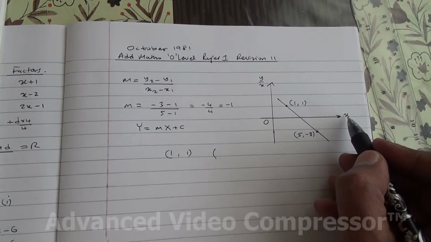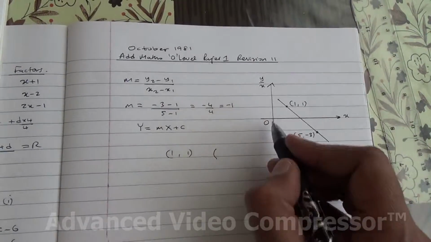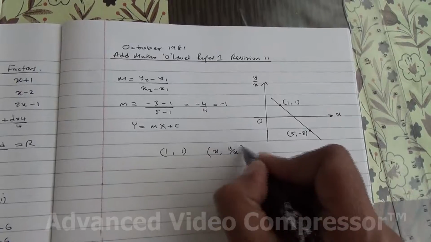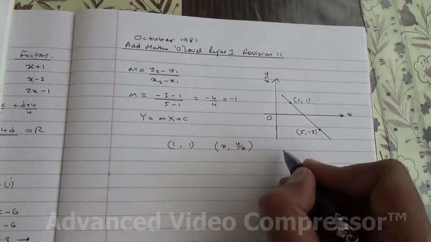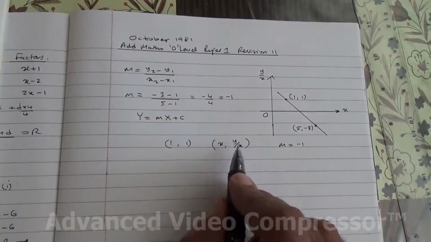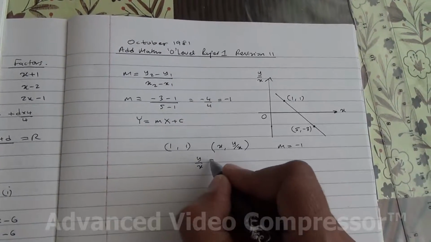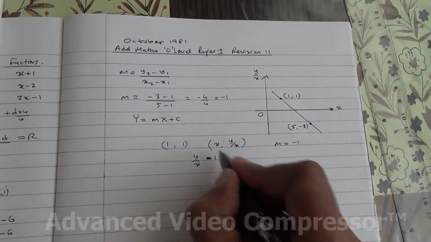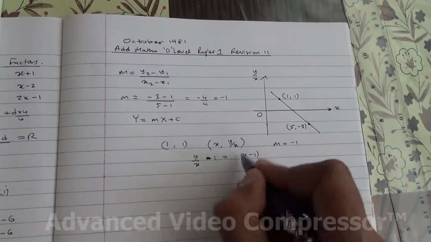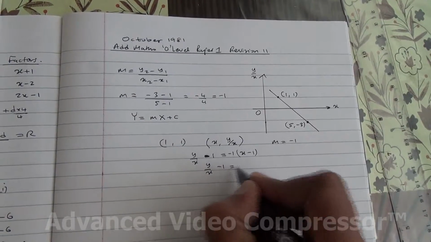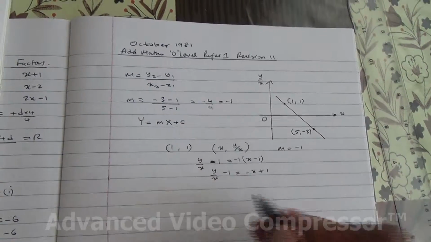We can take any point on the line, but any point on the line is going to be x and then y over x. The y-axis is y over x and the x-axis is x. The gradient is -1, so m is equal to -1. Find the equation: y over x minus 1 is equal to (x minus 1) times the gradient, -1. So y over x minus 1 is going to be minus x plus 1.